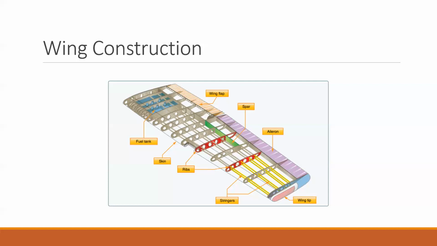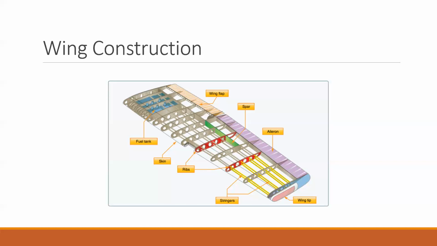So it has the skin around the ribs, and those provide the strength. And then in between the ribs, there's these little stringers, which provide strength in the other direction, so that all the forces are kind of balanced between the wing. And then on the outside here, we have the wing tip.